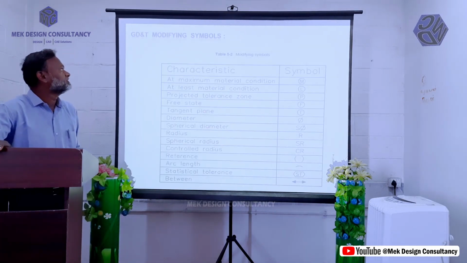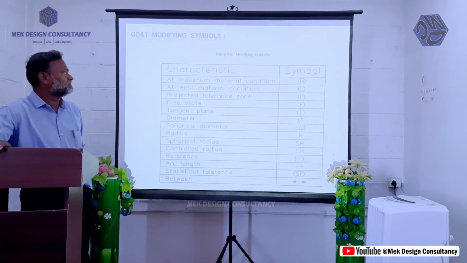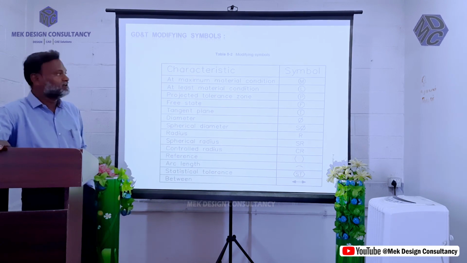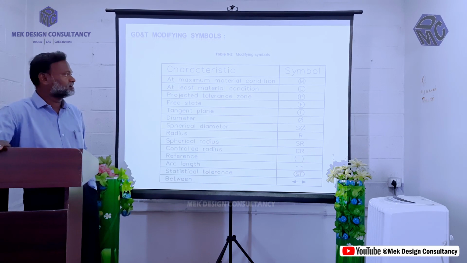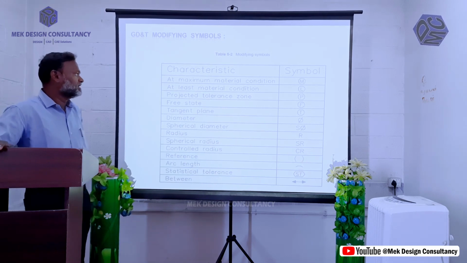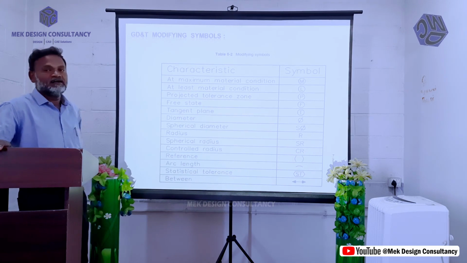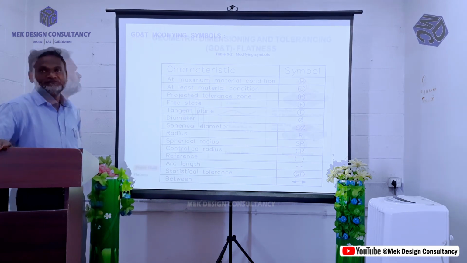Symbols like modifying symbols. See the maximum material condition and least material condition. These are represented within a circle with a capital M and L like that, and also projected tolerance zone, free state, radius, diameter, and all those things.